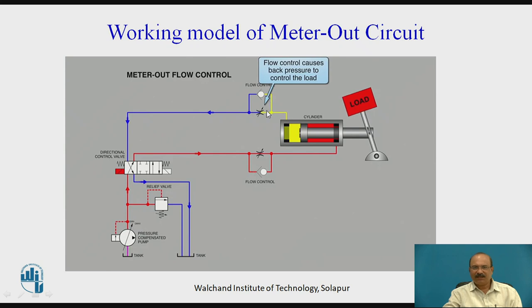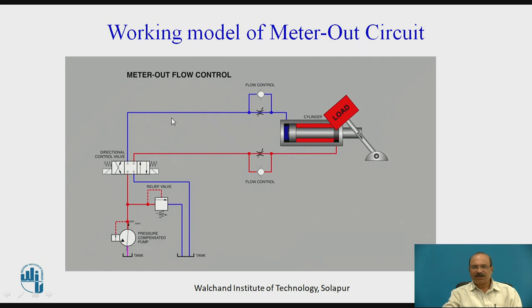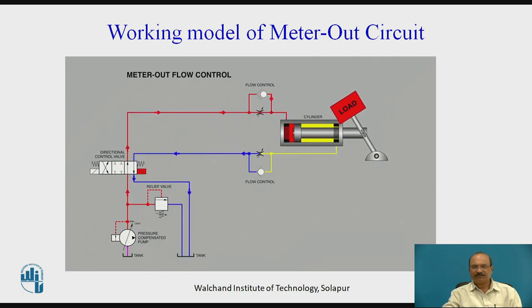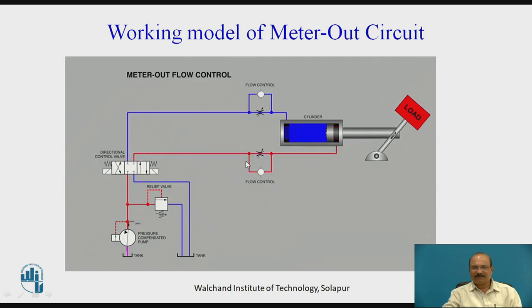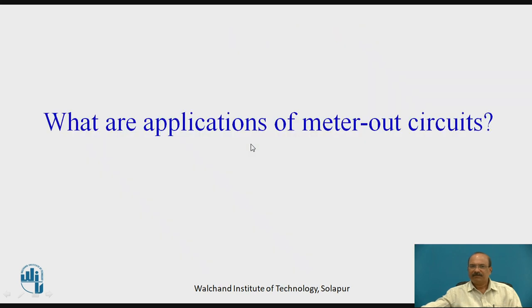Now you can observe. Here the flow takes place through this way. We are going to call this a meter out circuit. I hope you are observing this flow clearly. Red color is high pressure and it will come, and outside, the yellow color is restricted from flowing through this way. This is closed at that time.